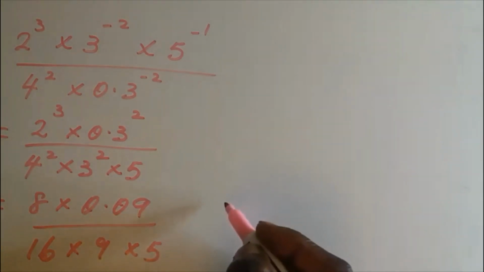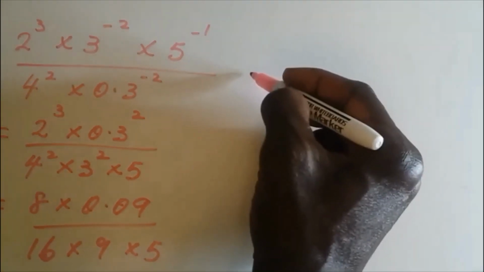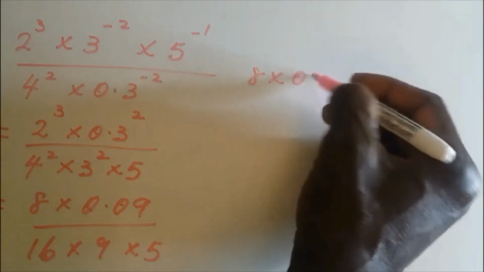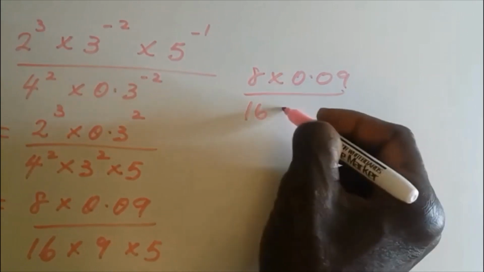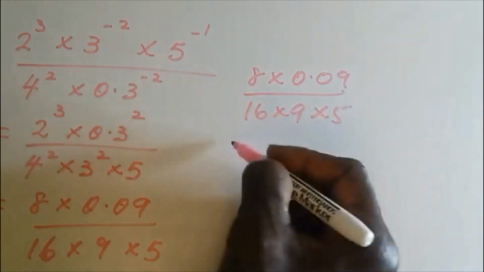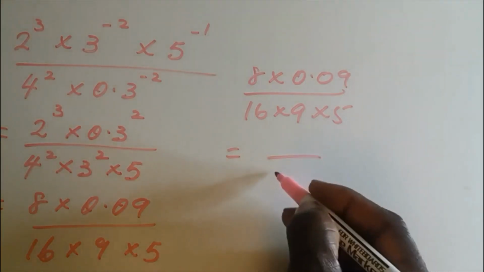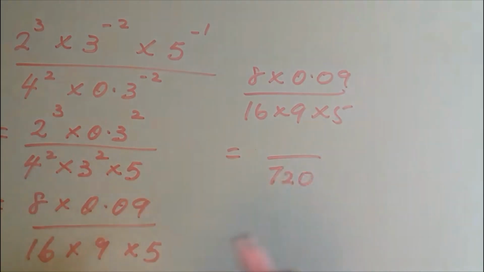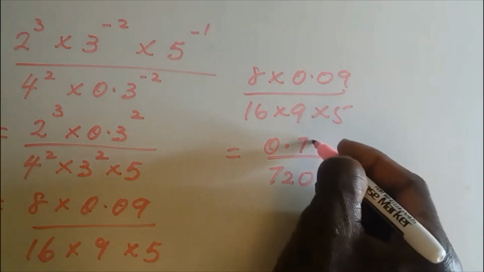Now let's rewrite that here. We have 8 in the numerator, 0.09 over 16 times 9 times 5. Now 16 times 5 is 80, 80 times 9, we have 720 in the denominator. And 8 times 0.09 will give us 0.72.